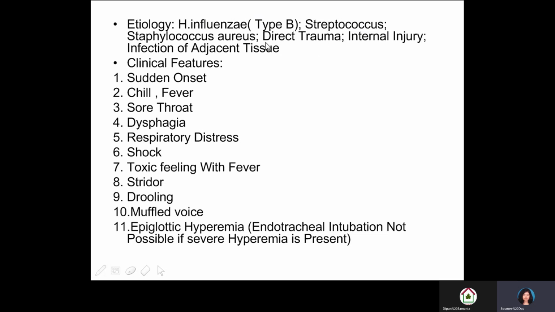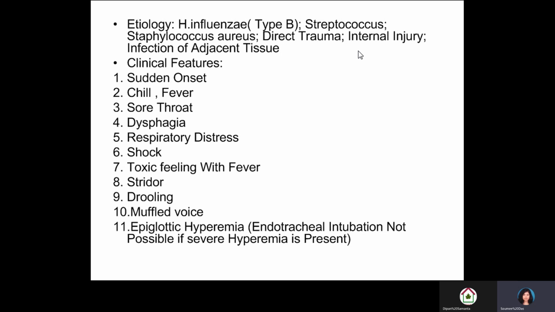So this includes pathologic organisms or bacteria as well as physical stress, including direct trauma or internal injury. Internal injury means infection or damage of the internal organs related to the epiglottis, and infection in the adjacent tissue, meaning the area near the epiglottis. So these bacteria, physical or external or internal injury in the epiglottic area can lead to inflammation of the epiglottis, which is known as epiglottitis.